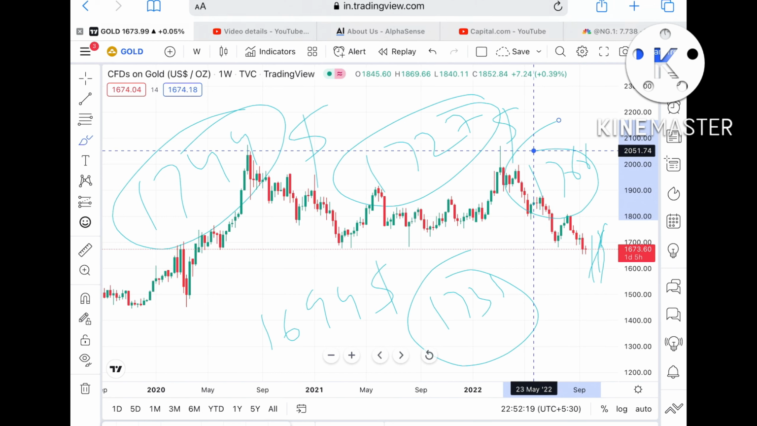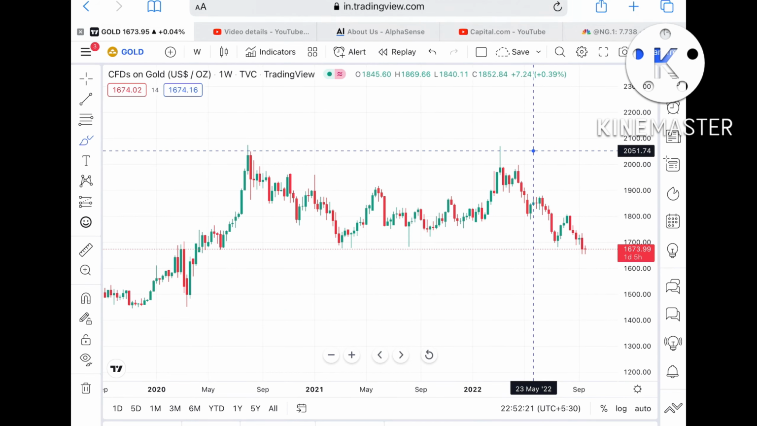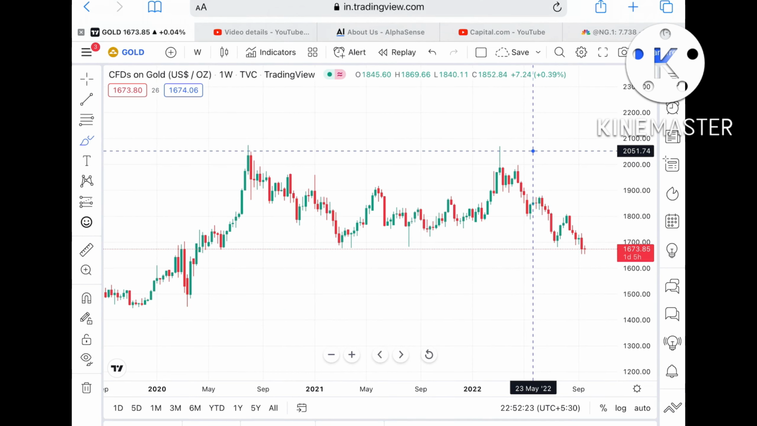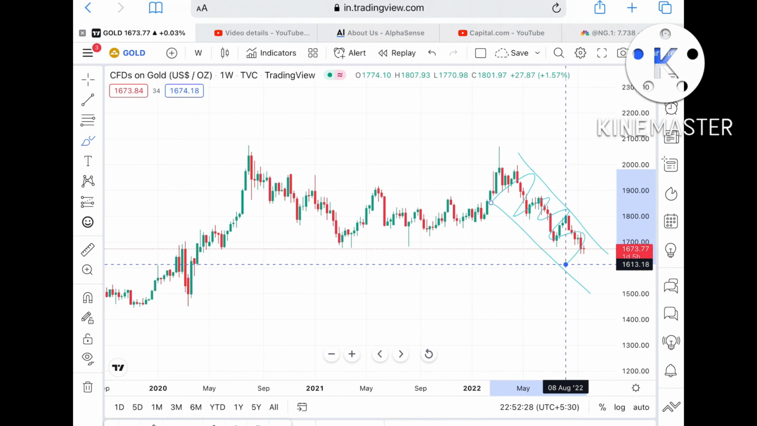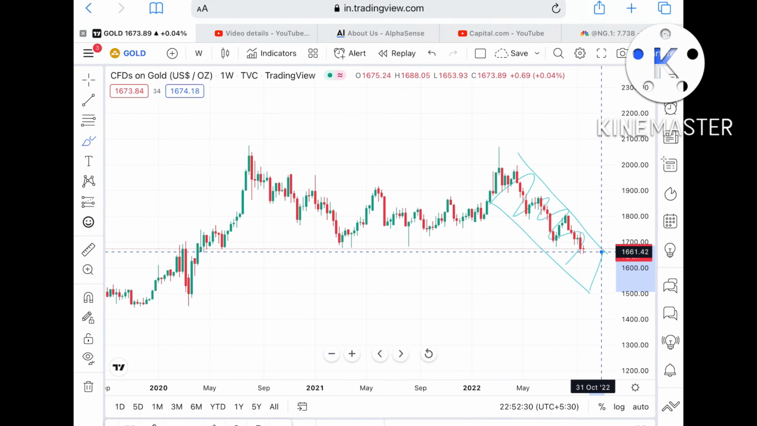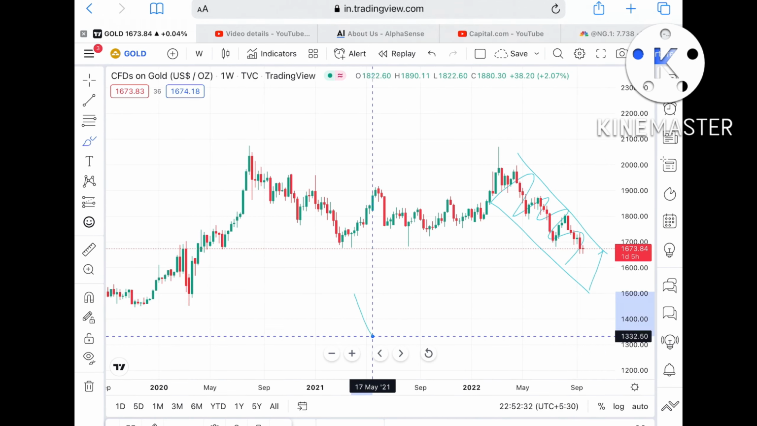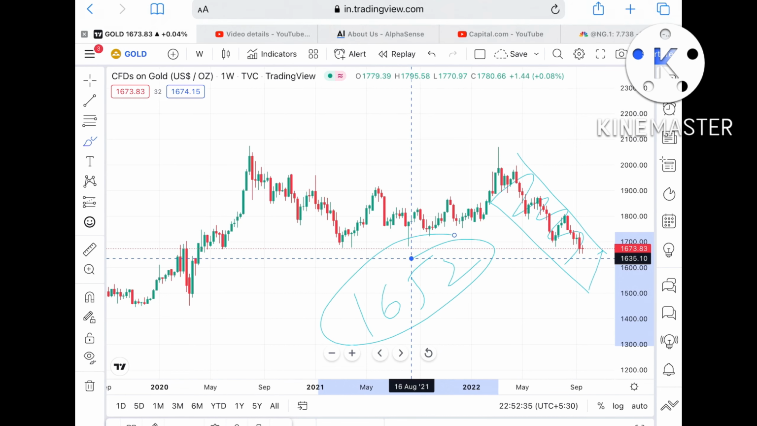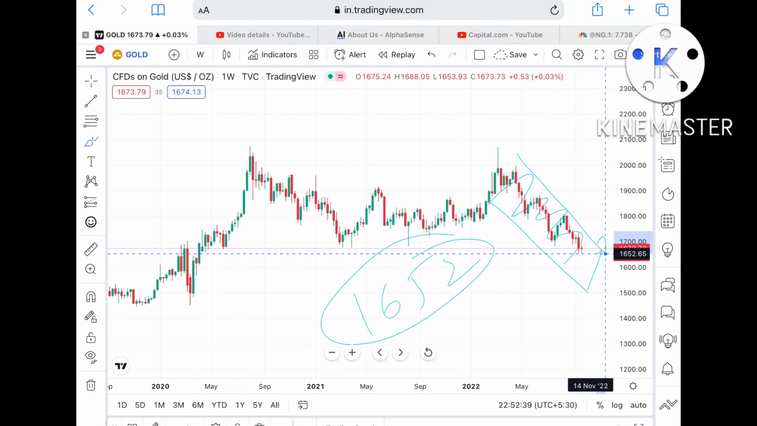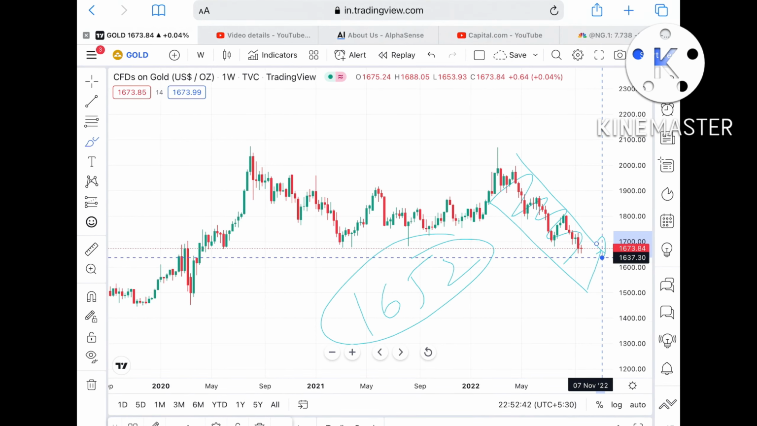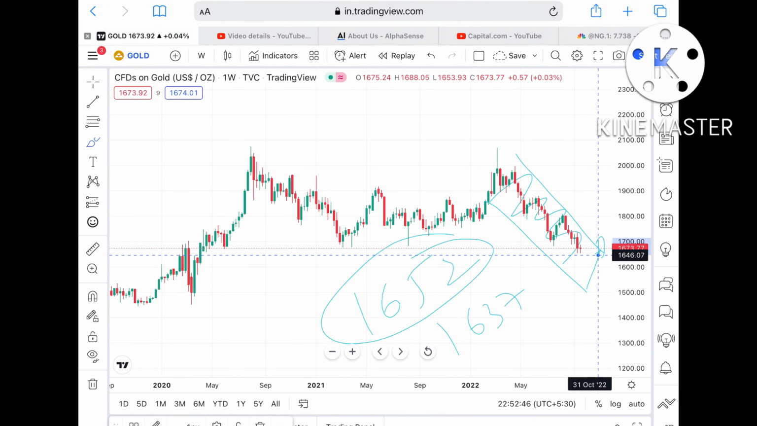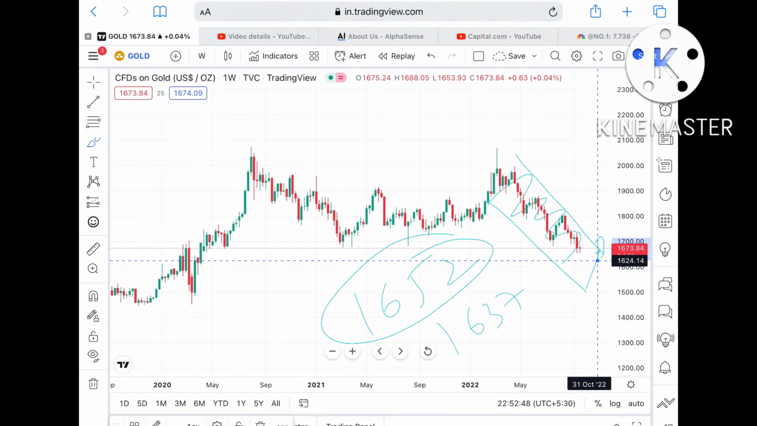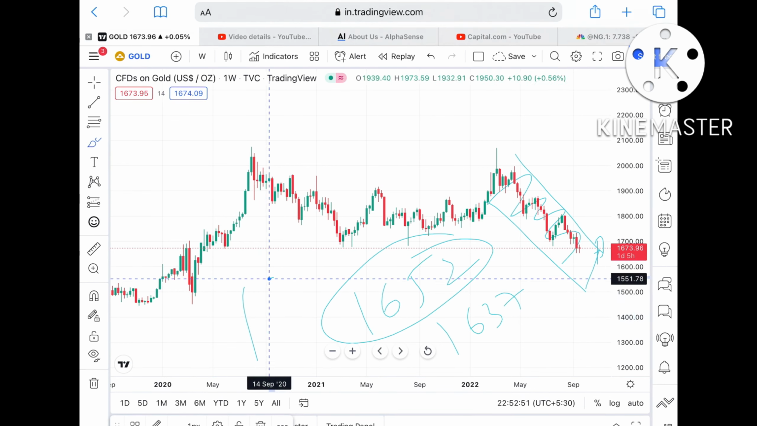Now if the price doesn't sustain this particular level, because the overall trend is moving down, it can come down again to a level of around $1652. This $1652 is a support which is already tested here, so the probability will be very high. It can move further low towards $1637, and if the price falls below this level, it can go further down and touch a level of around $1610. Keep this in mind.